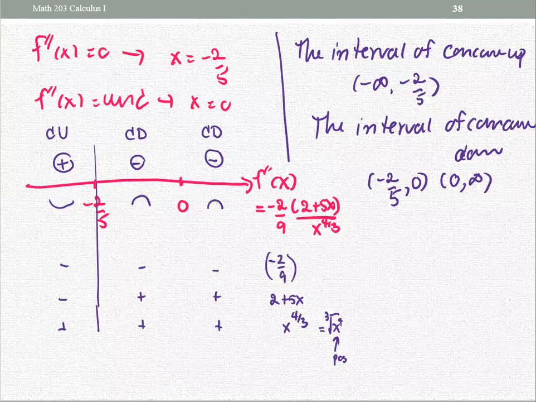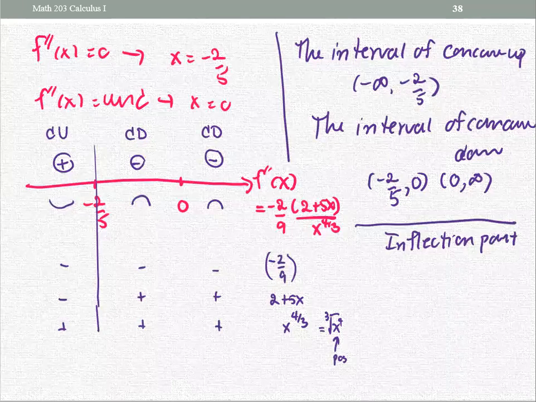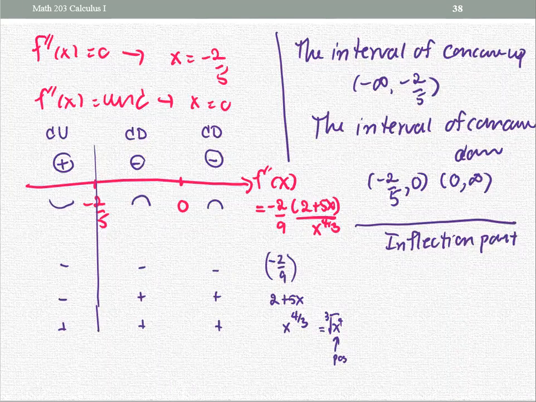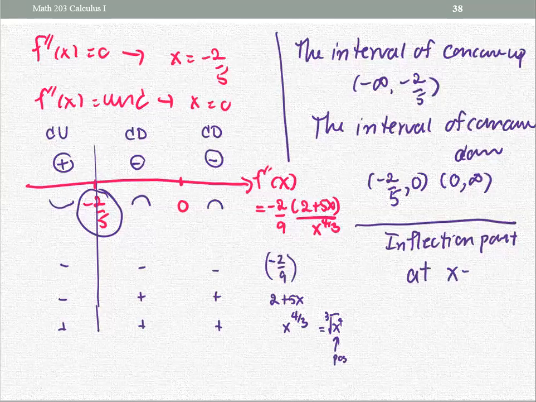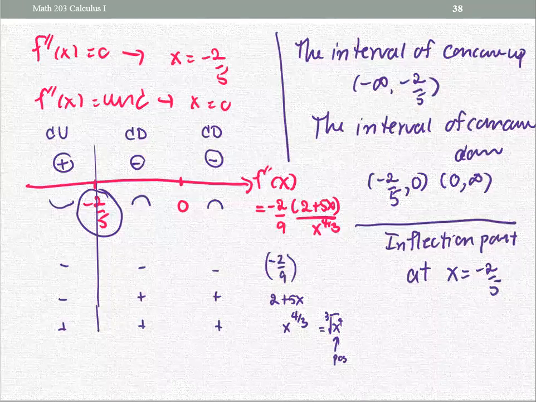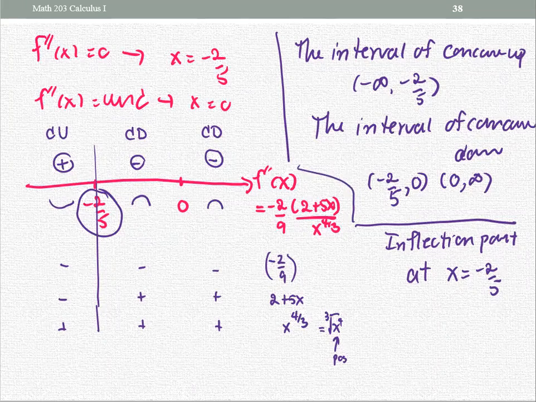And then next, you can identify the inflection point. An inflection point occurs when the sign switches from one to another. So only x equals negative 2 over 5 is the inflection point, because the sign changes from plus to minus. From minus sign to minus sign, it doesn't tell you that is the inflection point. So this is the use of the second derivative.